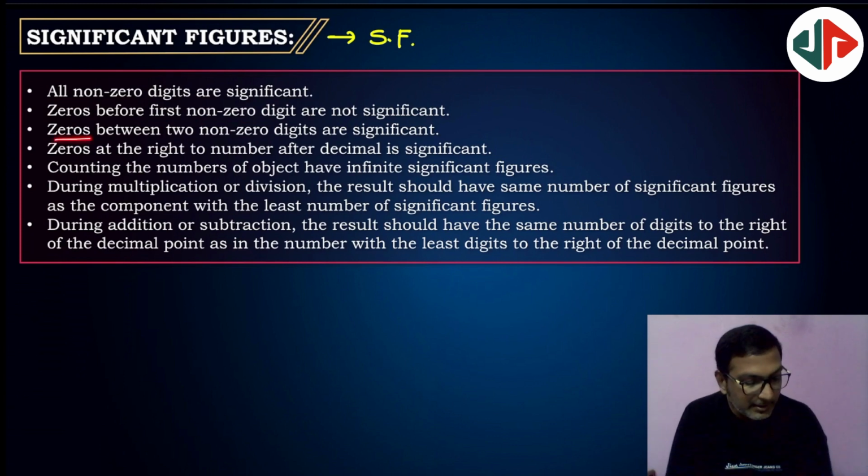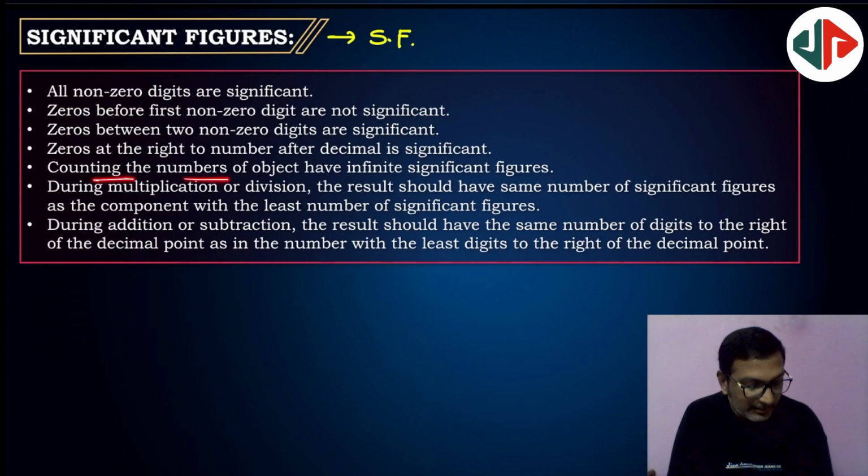Next, zeros between two non-zero digits are significant. So between two non-zero digits we can count. Next, zeros at the right to the number after decimal point are significant. We can count the zeros after decimal point.